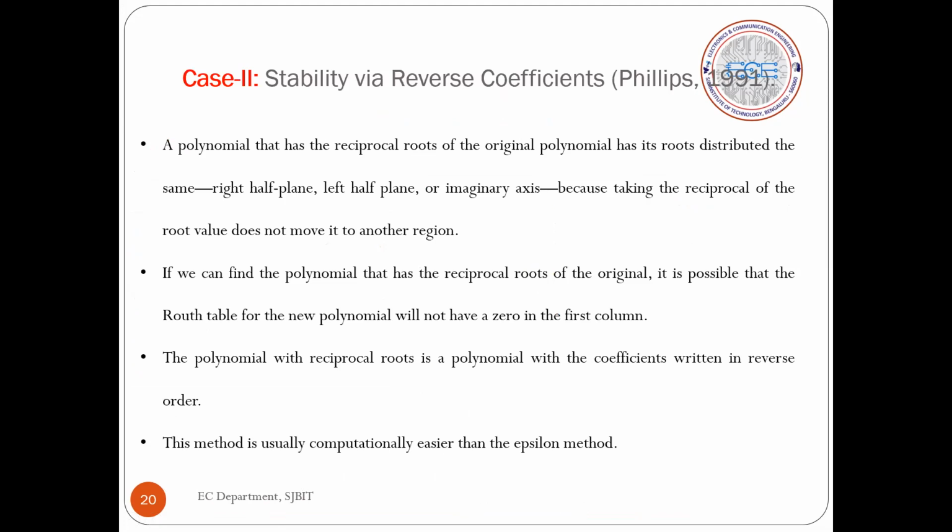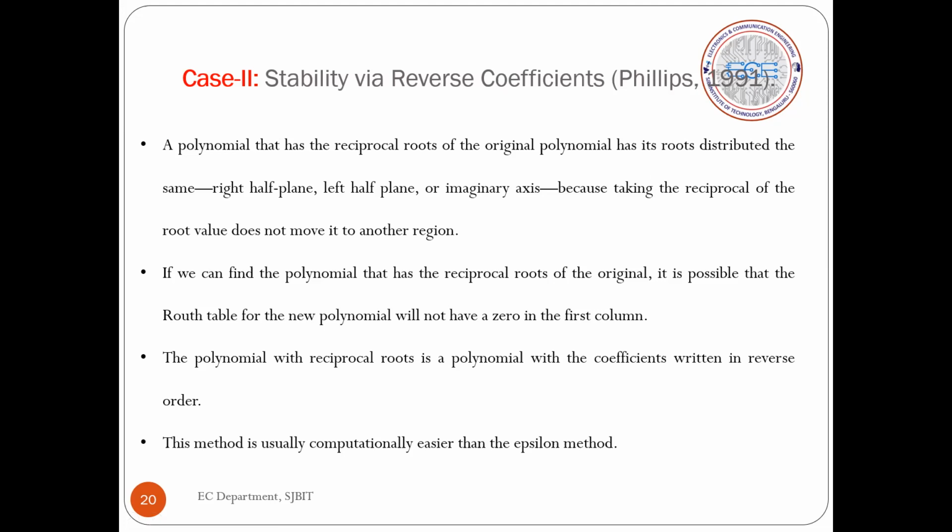Next is the other solution to the problem. Instead of assuming an epsilon, you can go for reversing of the coefficients. We can find the polynomial that has the reciprocal roots of the original. It is possible that the Routh table for the new polynomial will not have a 0 in the first column. I repeat, a polynomial that has the reciprocal roots of the original polynomial has its roots distributed the same.